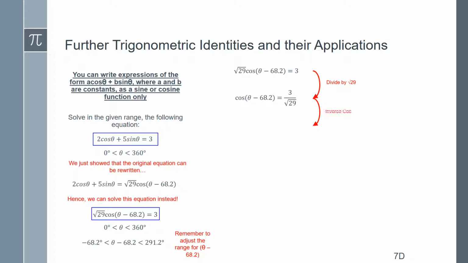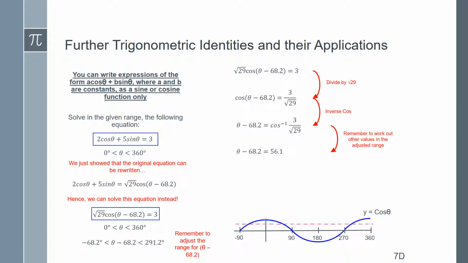Divide by root 29, inverse cos, to get one answer, 56.1. Find the other answers in our new range, which are minus 56.1. And are there any more? 303.9, that's outside our range, so we don't have to worry about that one. And then adjust it by adding on 68.2 and put them in the right order, 12.1 and 124.3 degrees.